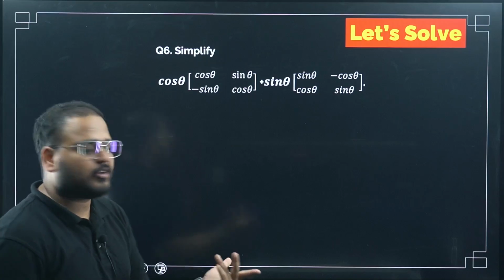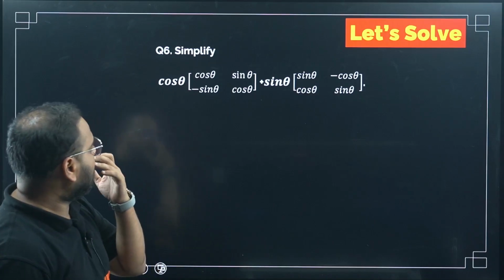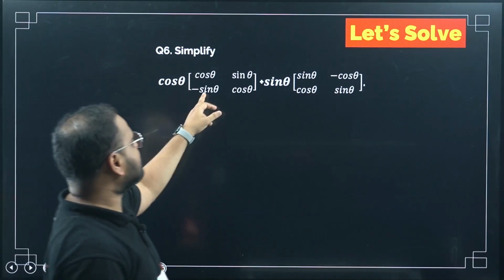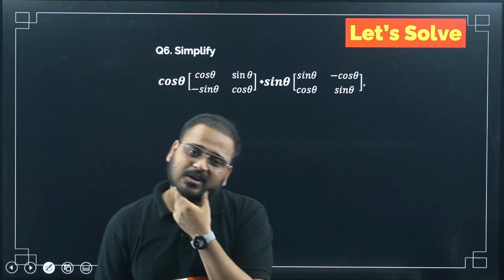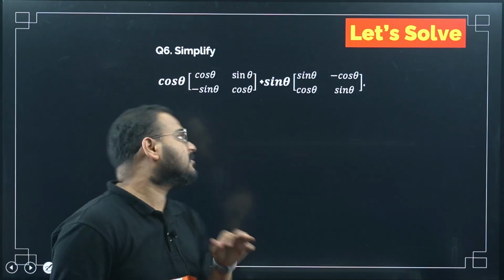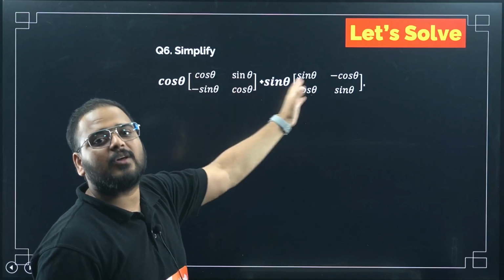Okay, application of trigonometry will also come here. Simple multiplication. What type of multiplication is this? Is this matrix multiplication, sir? No, it's a scalar multiplication. A constant is there, we have to multiply with all the numbers.